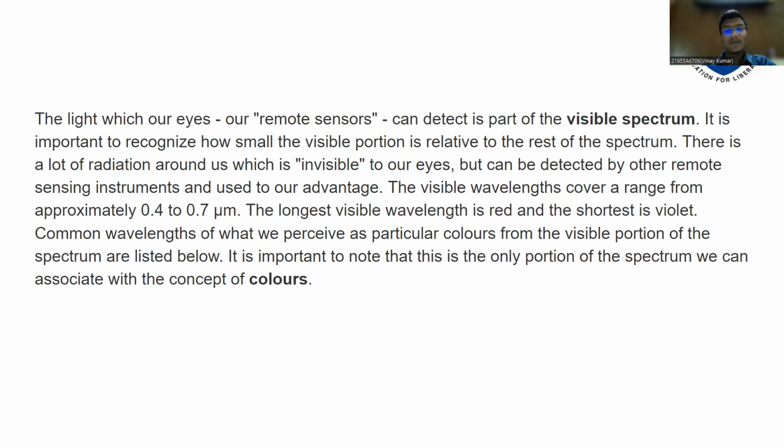The visible wavelengths cover a range from approximately 0.4 to 0.7 micrometers. The longest visible wavelength is red and the shortest is violet. The most common wavelengths of what we perceive as particular colors from the visible portion of the spectrum are listed below. It is important to note that this is the only portion of the spectrum we can associate with the concept of colors.